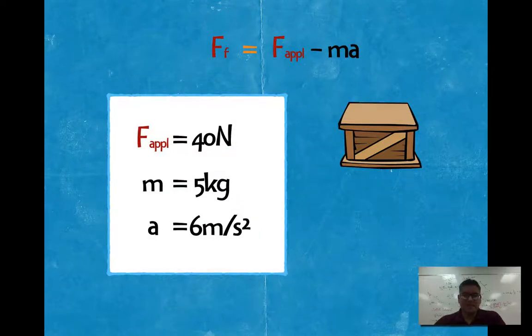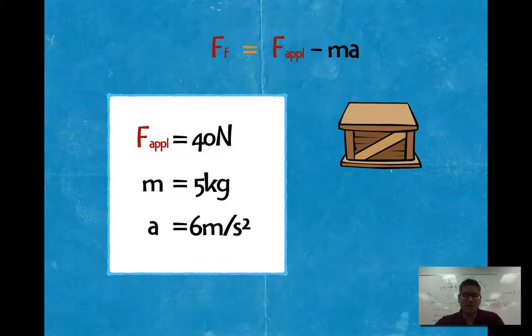And now I can look back at my problem. I can look back at number 71, and I can see all the givens that are given to me in the problem. I know my applied force, which is 40 newtons. I know my mass, 5 kilograms, and my acceleration, 6 meters per second squared.